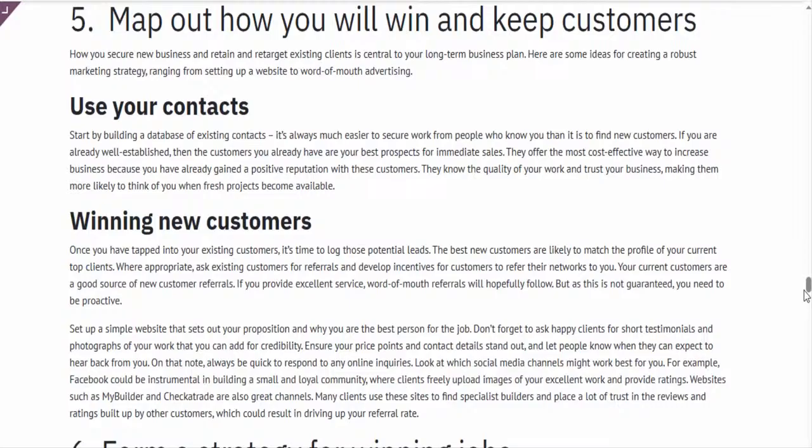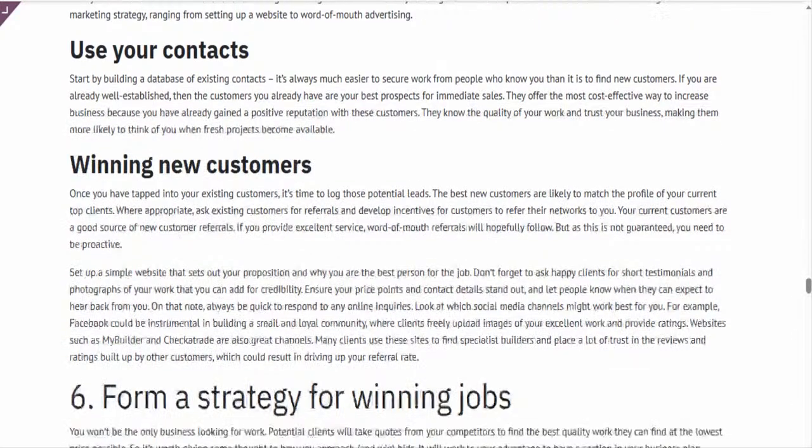If you provide excellent service, word-of-mouth referrals will hopefully follow. But as this is not guaranteed, you need to be proactive. Set up a simple website that sets out your proposition and why you are the best person for the job. Don't forget to ask happy clients for short testimonials and photographs of your work that you can add for credibility.